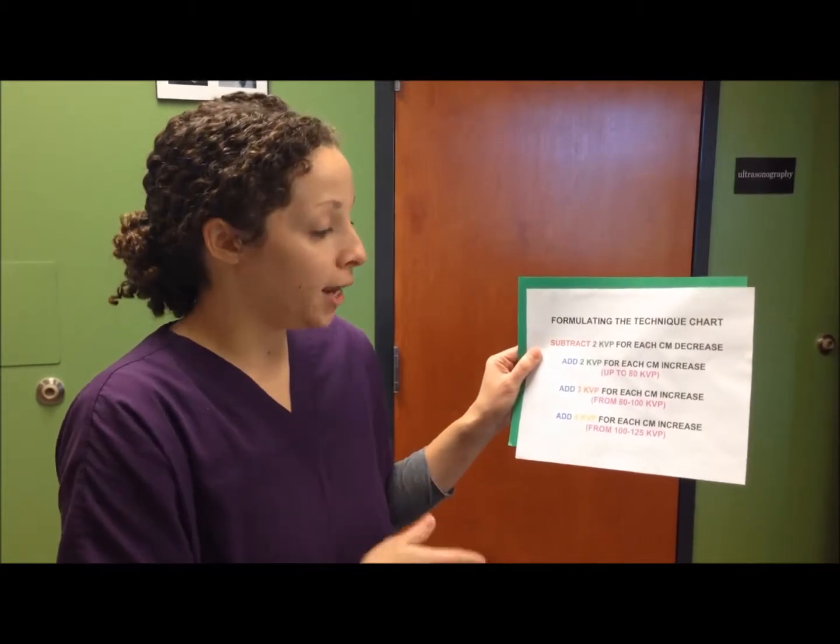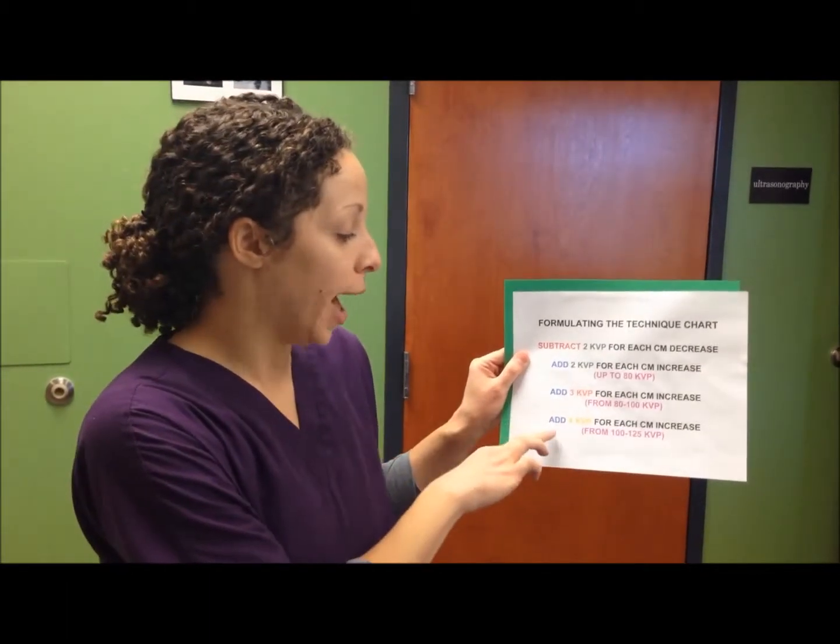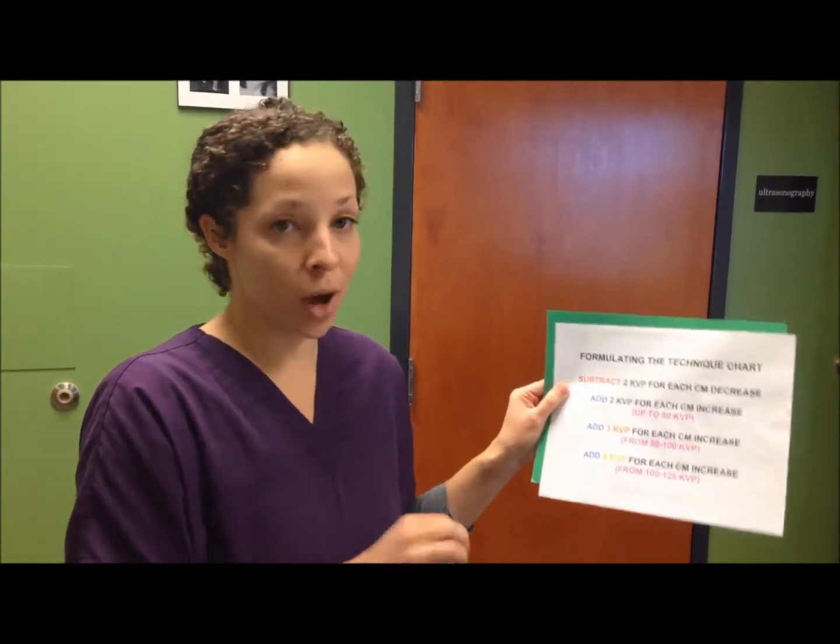And then from 80 to 100 kVp, you're going to add 3 kVp for each centimeter increase. And then once you get to 100 kVp, you're going to add 4 for each centimeter increase from 100 to 125. And that's going to be your max. And essentially that will be the process that you'll go through for each anatomy view that your practice is most commonly performing for radiology. And that's essentially the process for that.